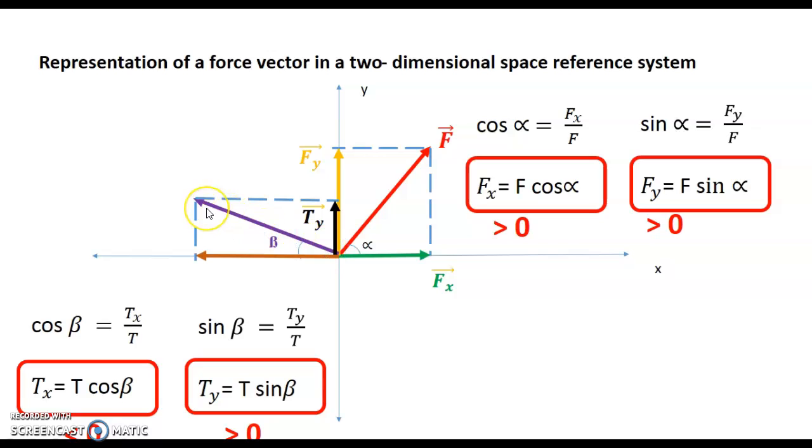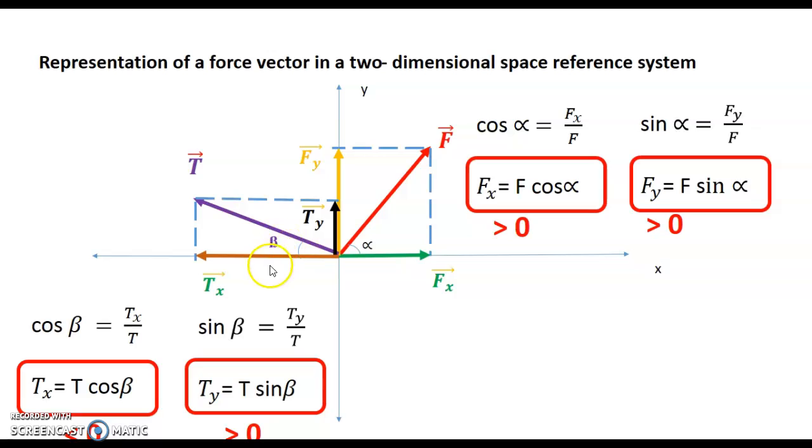Consider another vector, the T vector, which is represented by the purple vector here. Projecting it on the x-axis and on the y-axis in order to obtain the x component and the y component. So here we have that T makes an angle beta with the x-axis.